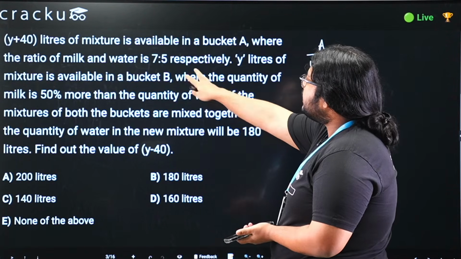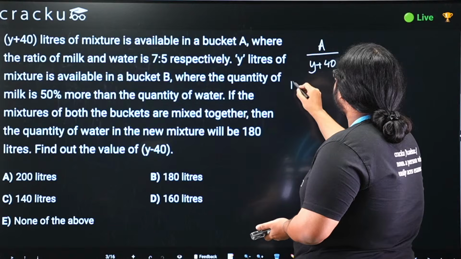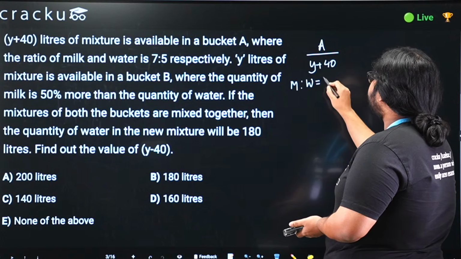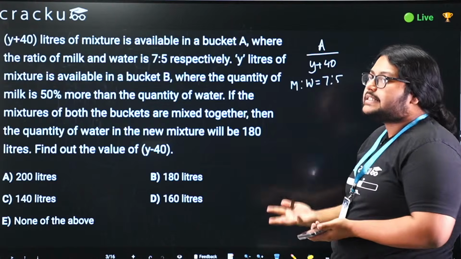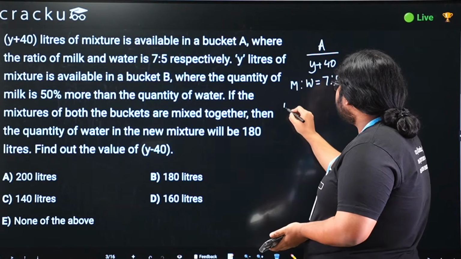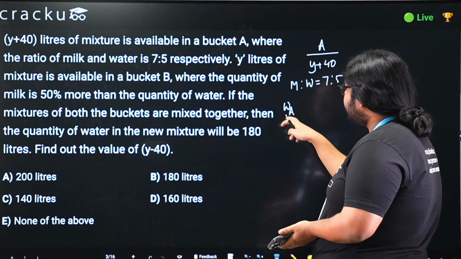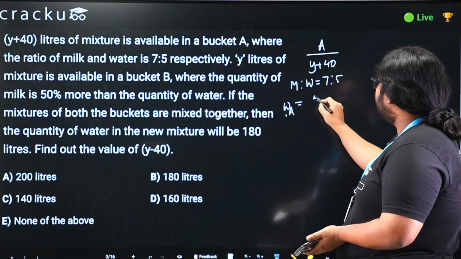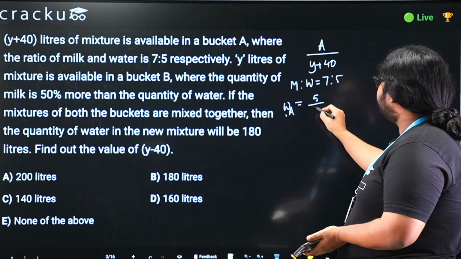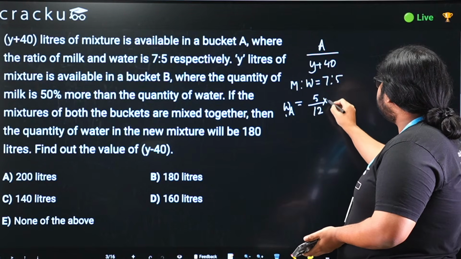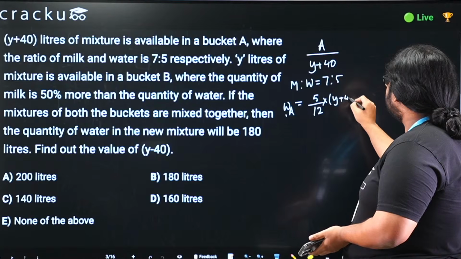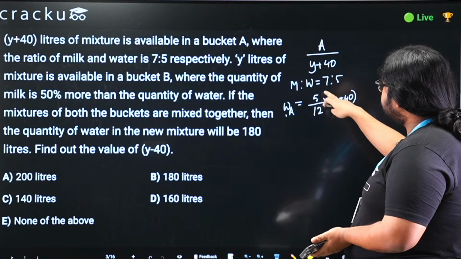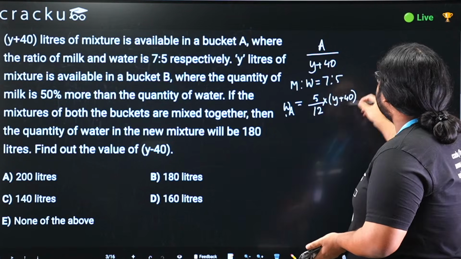And in it, milk and water is 7:5. So milk is to water is given to be 7:5. So what is the amount of water here? The amount of water, let's call it WA, water in A, is basically 5 by 7 plus 5, which is 5 by 12 times Y plus 40. Right, proportion times the total. So this is the water in A.